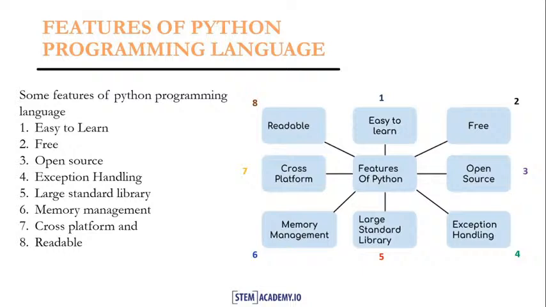The features of Python programming language include 1. Easy to learn. Learning Python is easy as it is an expressive and high-level programming language. 2. Free. Python is free to download and use. 3. Open source. Python is an open source programming language because it is accessible to anyone with programming skills to improve upon the existing source code.